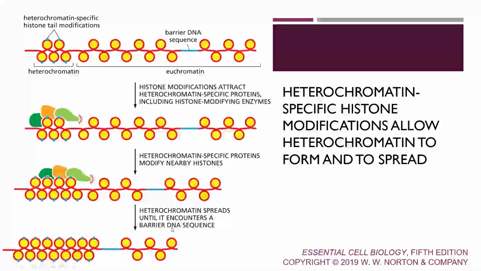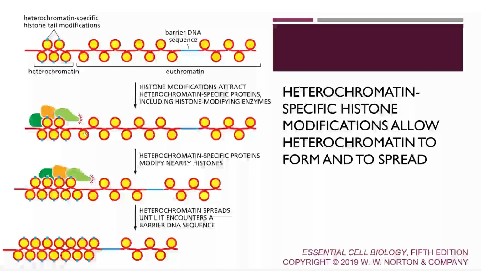Heterochromatin specific histone modifications will allow heterochromatin to form and spread. So yes, we can modify nucleosomes on a case-by-case basis, but there is evidence that if we have a region that is heterochromatin, it will begin to spread, kind of like a domino effect to some degree, to the histones that are nearby. And so if we look at this image, you can see heterochromatin specific tails are on several nucleosomes, all kind of stacked up, and they're right next to the euchromatin.